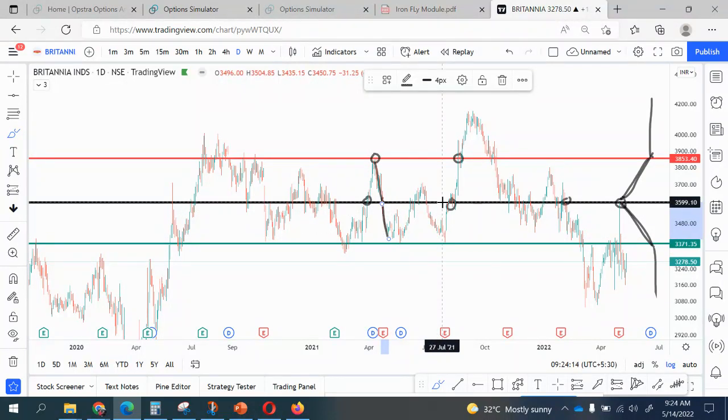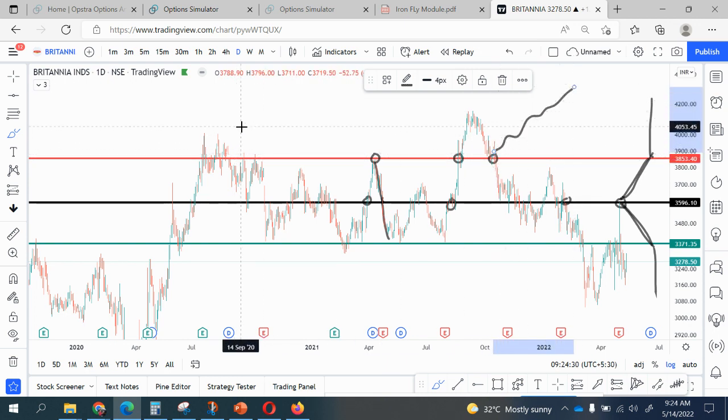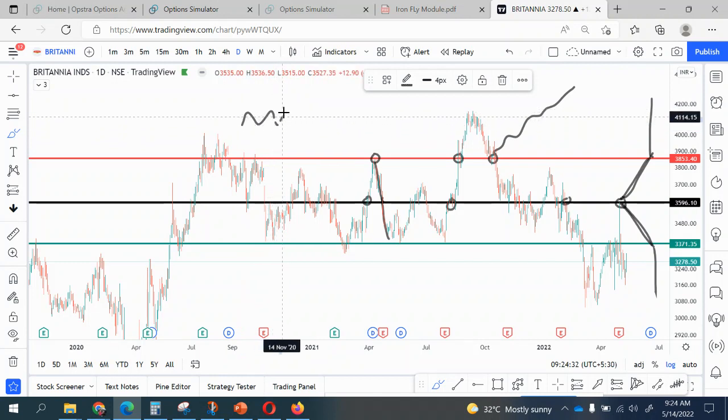So friends, I think you're able to get the context, right? The deployment of Ironfly is very important. You need to have a view of the market. You cannot deploy the Ironfly here, it is a risky area, because what if the market flies from here? We need a sideways market for the Ironfly.